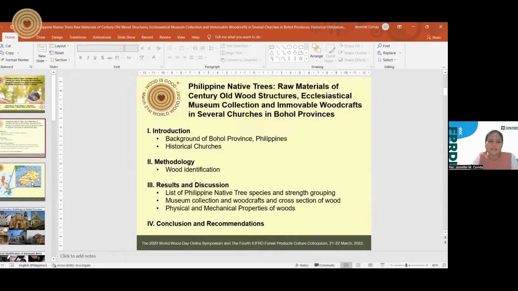So this is the outline. For the introduction, background, and then the historical church images. For the methodology, how we do the wood identification. And for the results, we have provided the list of Philippine native tree species and the strength grouping, and also the museum collection and some of the wood structures, and then discussion on the physical and mechanical properties of wood. And last is the conclusion and recommendation.